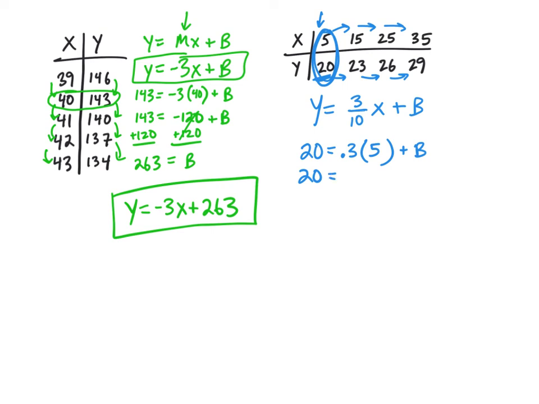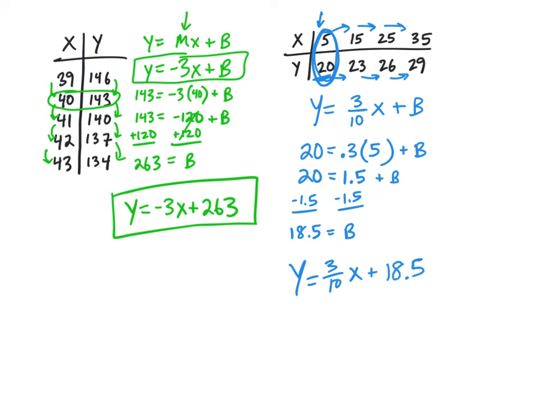20 equals, we go ahead and multiply 0.3 times 5. 3 times 5 is 15. Move the decimal over, 1.5. And here we are, solving for b. b equals 18.5. Do I circle it? Nope, because my job is to write the equation. Y equals slope. Y equals mx plus b.